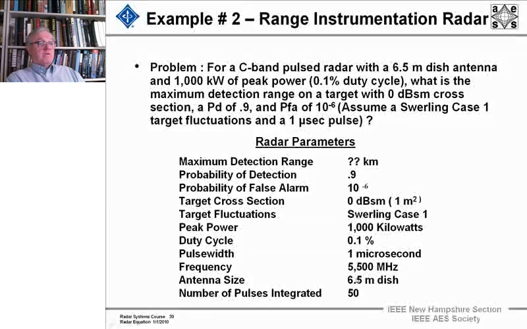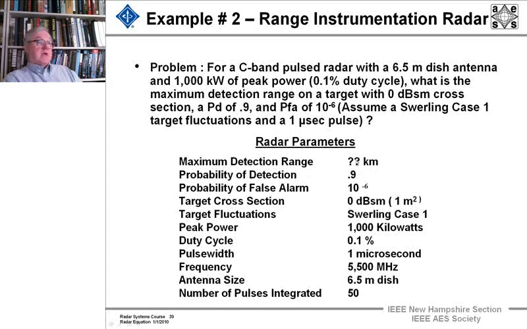Okay, now let's move over to the issue of a C-band pulsed radar, an instrumentation radar with a 6.5 meter dish, 1,000 kilowatts of peak power, and 1/10% duty cycle. What's the maximum detection range on a target with 0 dBSM cross-section, with a probability of detection of 0.9, probability of false alarm 10 to the minus 6, assuming a Swerling case 1 target fluctuations, and a 1 microsecond pulse?